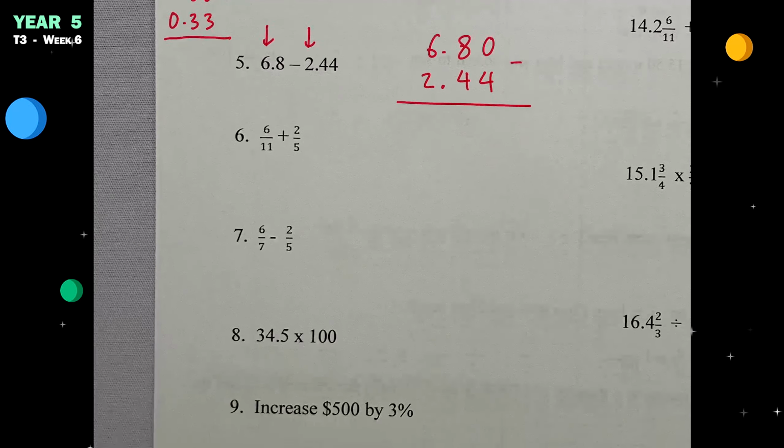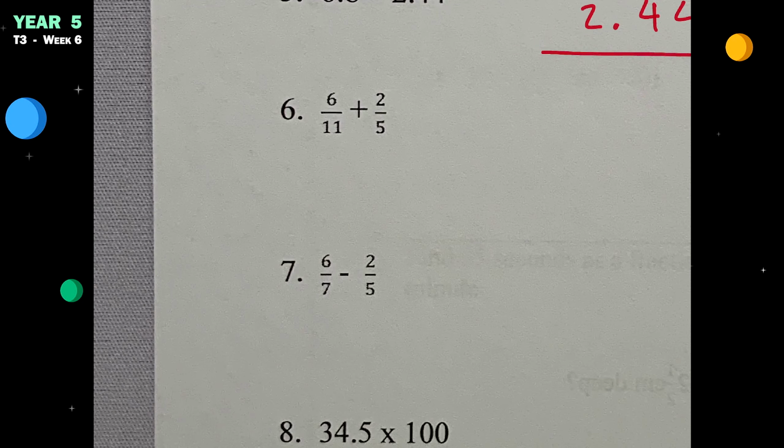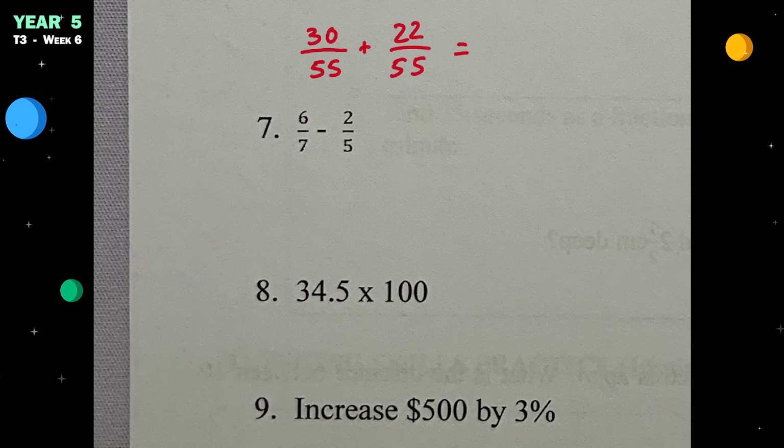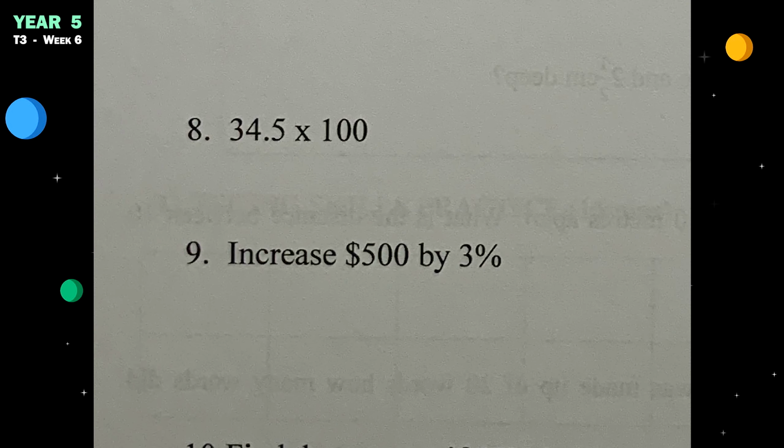Get the answer there. Next one is we're adding fractions. So we want to make the bottom number the same when we add or subtract fractions. So the lowest common multiple is 55. So I'm going to multiply this by 5, times this by 5, and times this by 11, times it by 11. So you get 30 over 55 plus 22 over 55. We'll get the answer there. You can do the same thing for this one. Make sure the bottom numbers are the same. Times it by 5, times it by 5, times it by 7, times it by 7, and do the same thing.